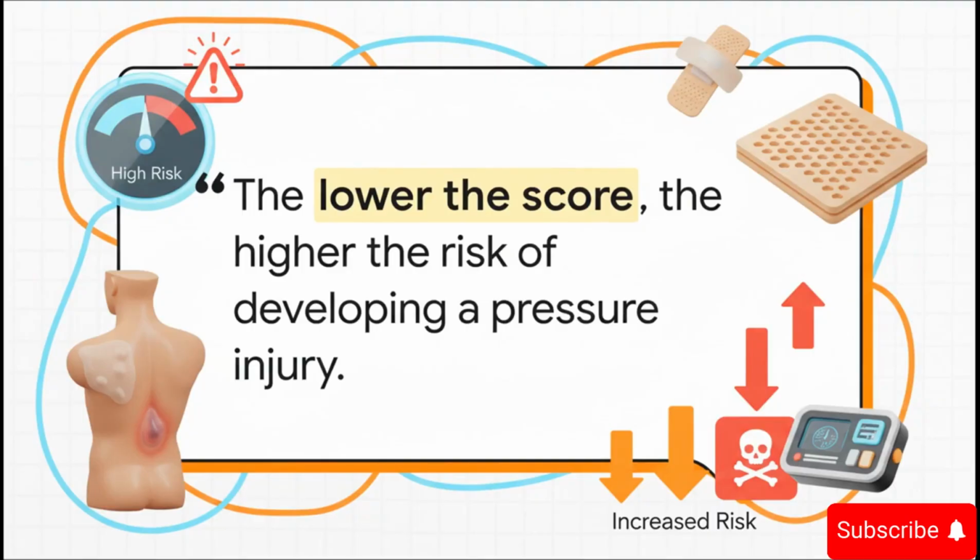Okay, if you only remember one thing from this whole explainer, make it this. Write it down. The lower the score, the higher the risk. I'll say it again, a low score means high risk. It might seem backwards at first, but as we go through the factors, you'll see that a lower score means more problems are present, putting your patient in more danger.